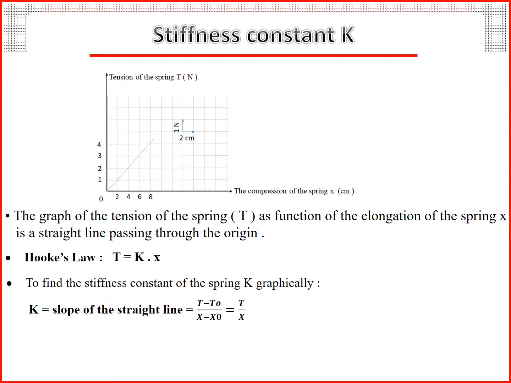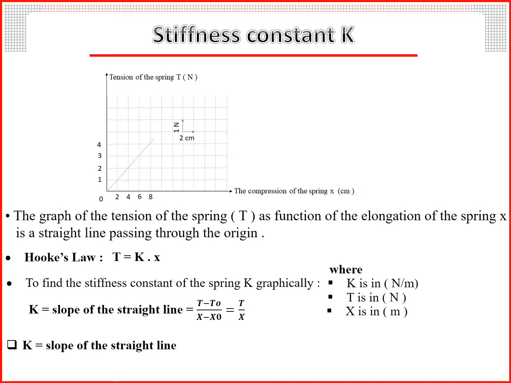To find the stiffness constant of the spring graphically, K equals slope of the straight line equal T minus T0 over X minus X0. Since the straight line is passing through the origin, then T0 equals 0 and X0 equals 0. Then K equal T over X, where K is in Newton per meter, T is in Newton, and X is in meter. To find K of this graph, K equals slope of the straight line.